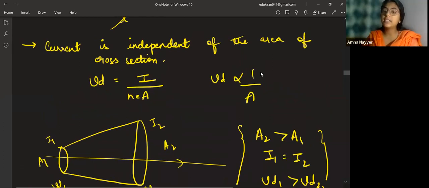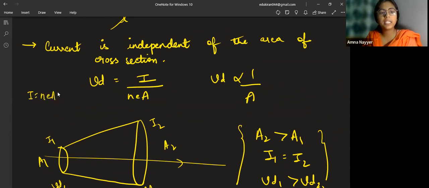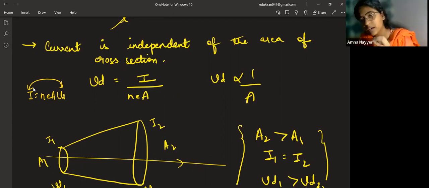Current is independent of area of cross section. What is the formula? The formula is I is equal to nAeVd, right? From here you can see current and drift velocity appear to be directly proportional to each other, but this isn't the case. Whatever amount of current enters a junction will leave from the other end. The amount of charge that has entered is equal to the amount of charge that has left. And current is basically the rate of flow of charges, so this part remains the same, independent of drift velocity.